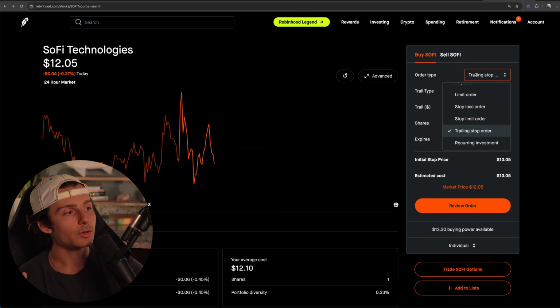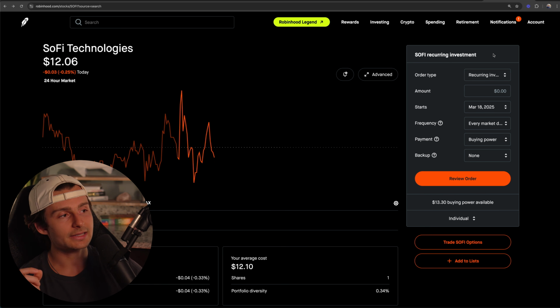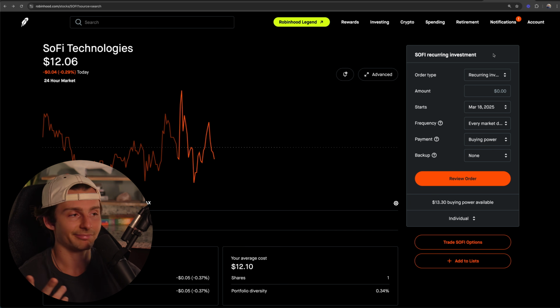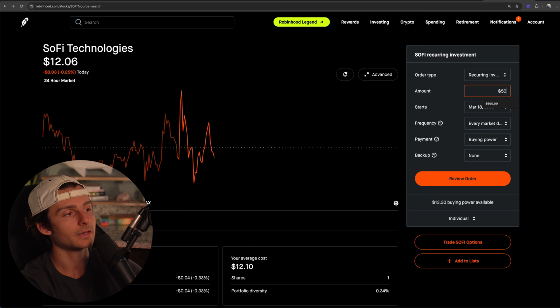Last but not least, going back to the buy side, I can click on recurring investment. You can't do this on a sell side, but you can do this on the buy side. Kind of makes sense. I could set a recurring investment on Robinhood. It's another type of order. I guess it's like a market order, but here's how it goes. You can set the amount. So if I wanted to deposit or recurringly invest $50 on SoFi, cool, I set my number.